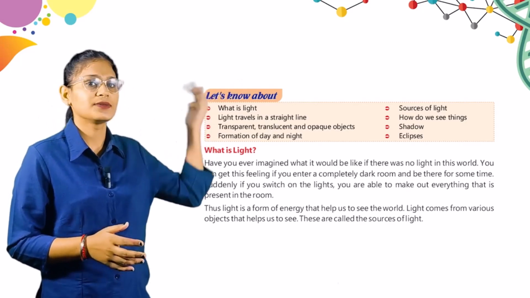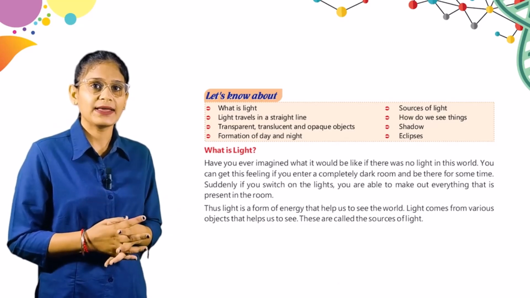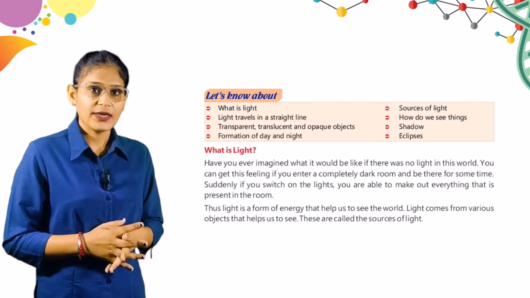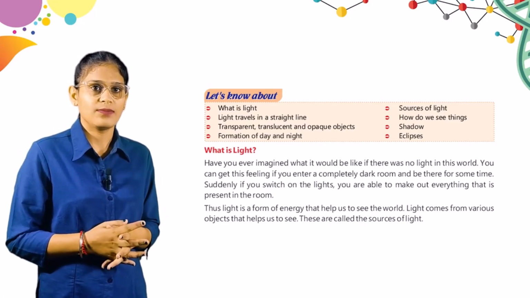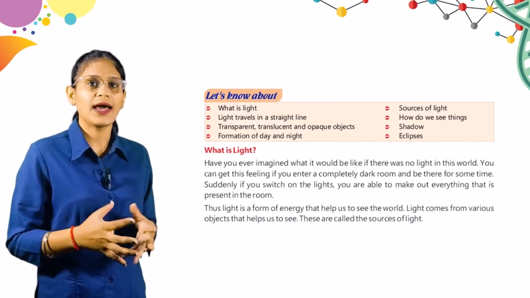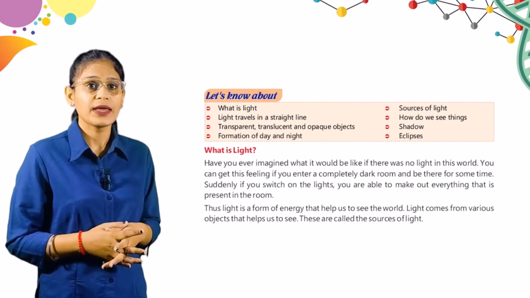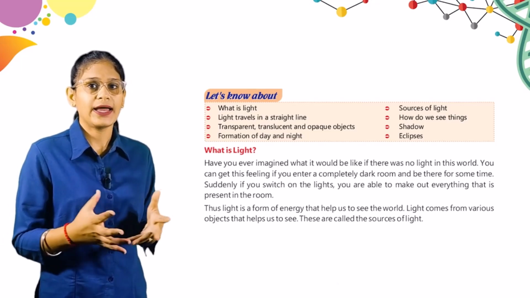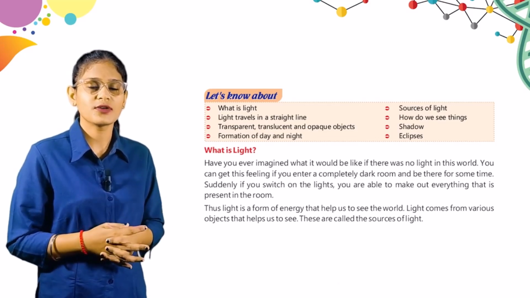Here is what is light. Have you ever imagined what it would be like if there was no light in this world? You can get this feeling if you enter a completely dark room and be there for some time. Suddenly, if you switch on the lights, you are able to make out everything that is present in the room. This light is a form of energy that helps us to see the world. Light comes from various objects that help us to see. These are called the sources of light.